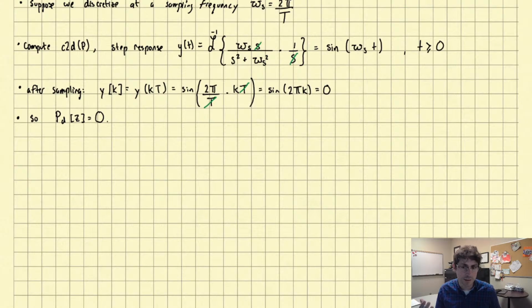Of course, there's a problem, right? The problem is that because we're only examining the sample periods, we're not capturing the intersample behavior, the fact that the system is actually unstable, right? The underlying continuous time system is unstable. So what happened here?